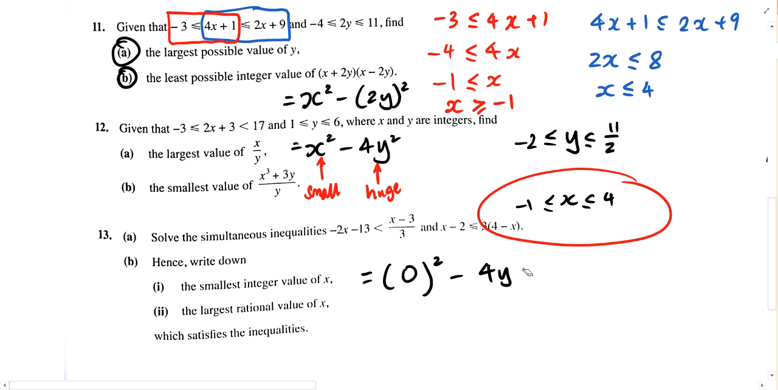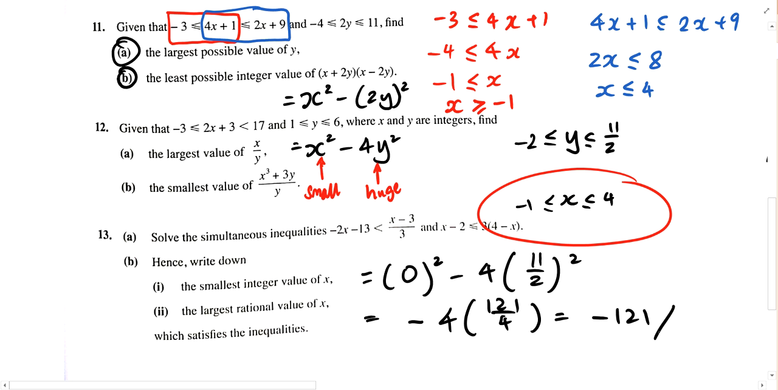Okay, so now I'm going to substitute this with 11/2 and I square it, giving me 0 minus, okay, so 0 minus, don't need to write down, negative 4 multiplied by 1/4, which is -1/1. And this is the answer. Take note that your answer key at the back is wrong.